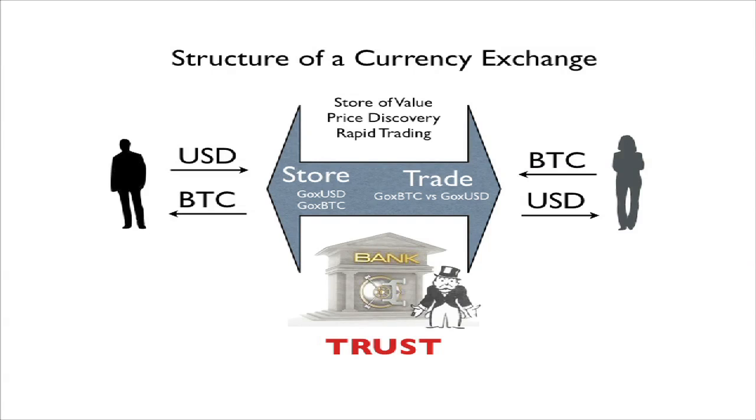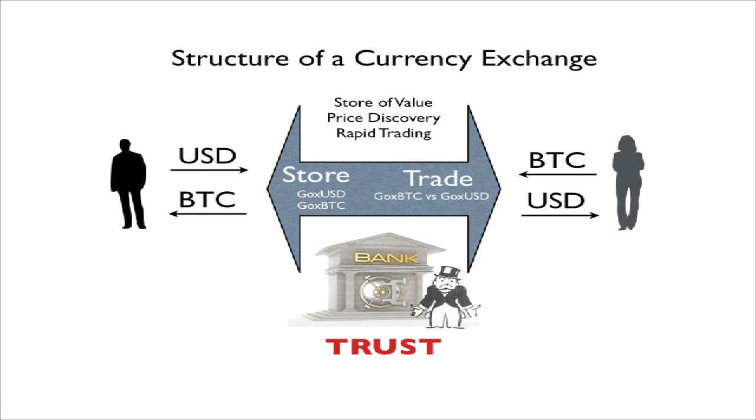So there's a price discovery. And trading happens rather rapidly. You don't really have much choice over how fast it happens. It's just whatever the software of the exchange permits. So there's your store and your trade. But there's something interesting about this entire process if you're using an exchange. It's trust. And sometimes that doesn't work so well.